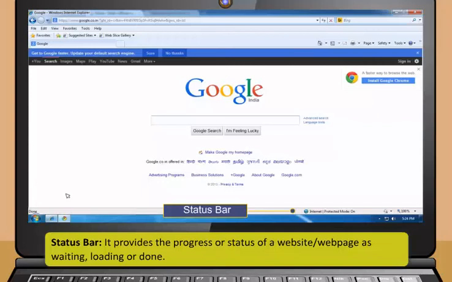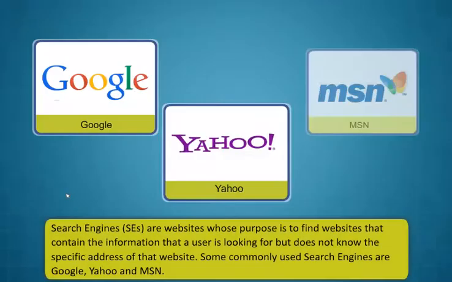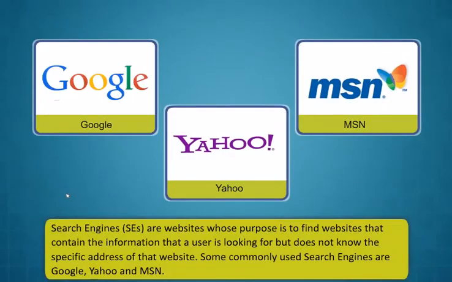On the left side of the address bar, there are back and forward buttons. These buttons help navigate to the previous and the next website that was visited recently.